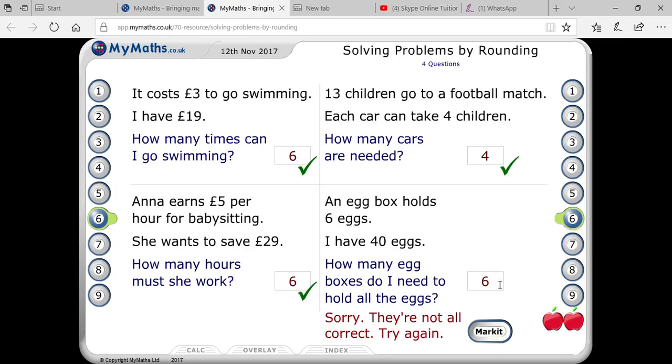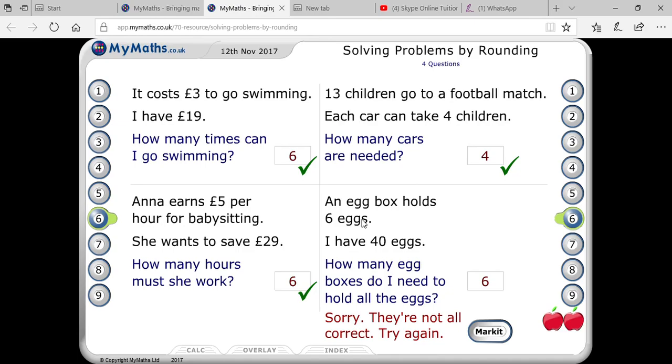You know why your 4th question is wrong? You have 40 eggs, okay? You have 40 eggs and you have to put them in egg boxes. One egg box holds 6 eggs, okay? 6 sixes are 36. That means there will be exactly 6 boxes and 4 eggs will be remaining, okay?